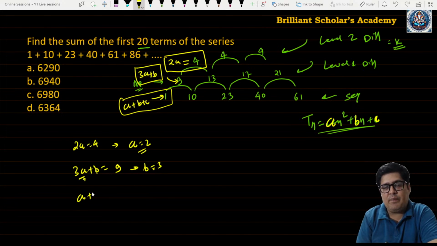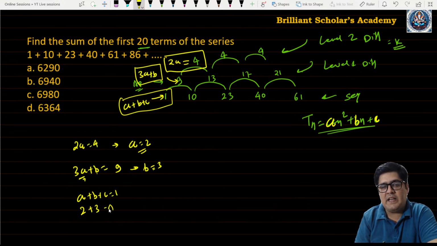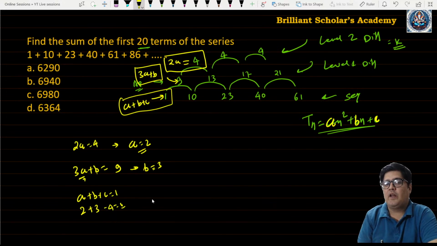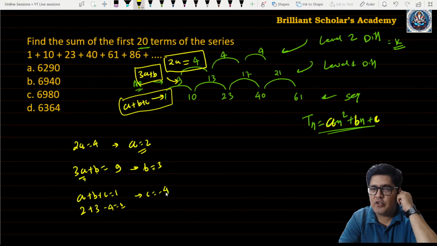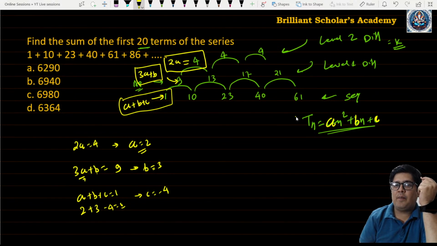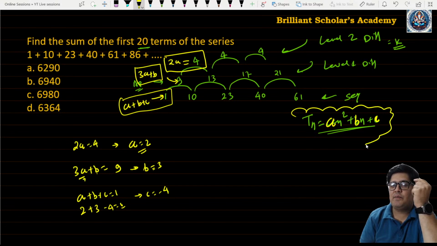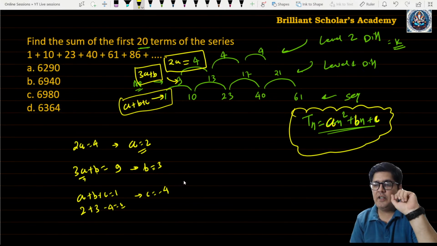Now we have a plus b plus c is equal to 1. a is equal to 2, b is equal to 3, which is 5. 5 minus 4 is equal to 1. So what do I have? c is equal to minus 4. Now this pattern is universal. The derivation of it, I will do it for you in some class someday. From here you are supposed to derive the standard result. I have already done it for you. The left hand side is the trick.